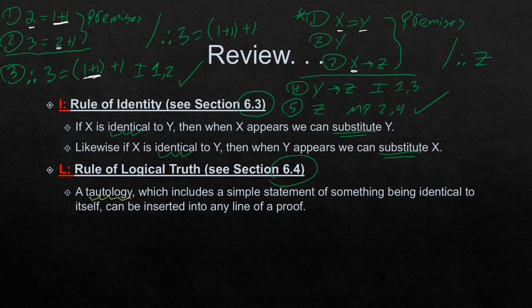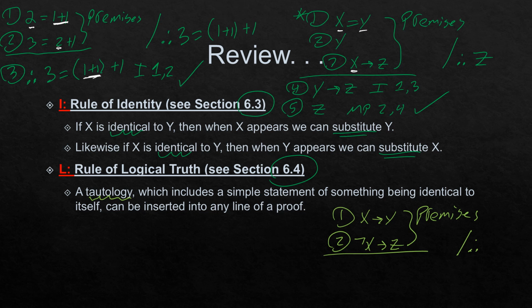No problem. For example, let's say we're given the premise that if x, then y, and we're given the premise if not x, then z. So these are our premises, and we want to prove that y or z is the case. We want to prove that disjunction.